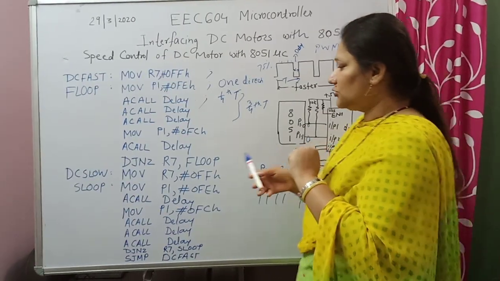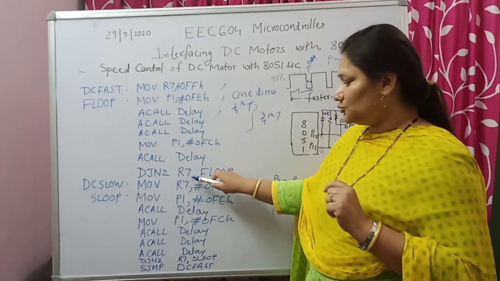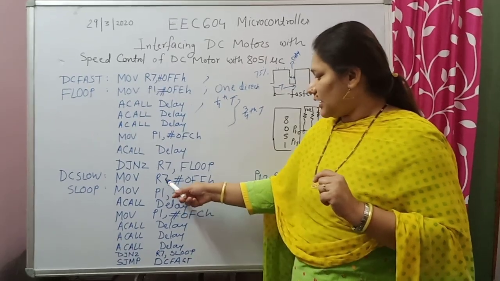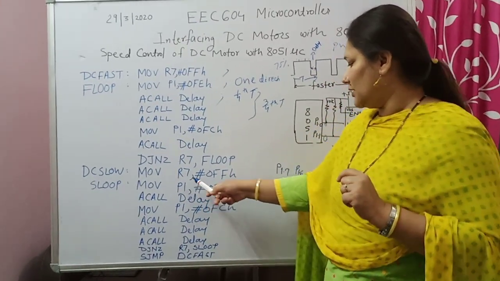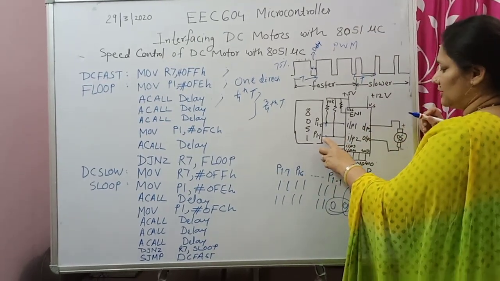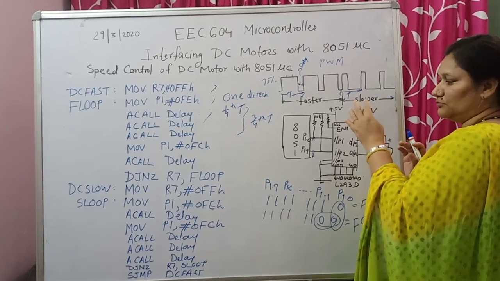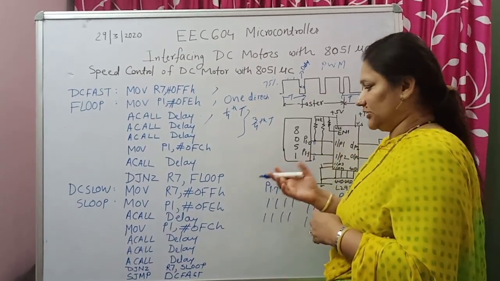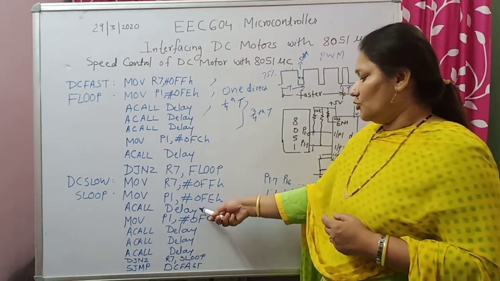To slow down the motor, because your R7 has already gone to 0 0, you have to again put FF into R7, and then you are again putting FE in port 1. That means you are giving the supply like this, 0 and 1, so that you are starting the rotation of the motor in the same direction. Then you are calling the delay only once.